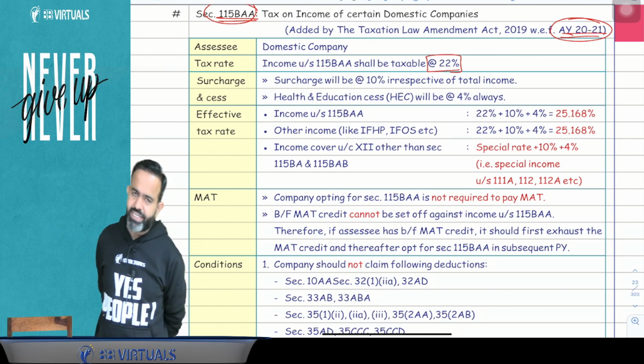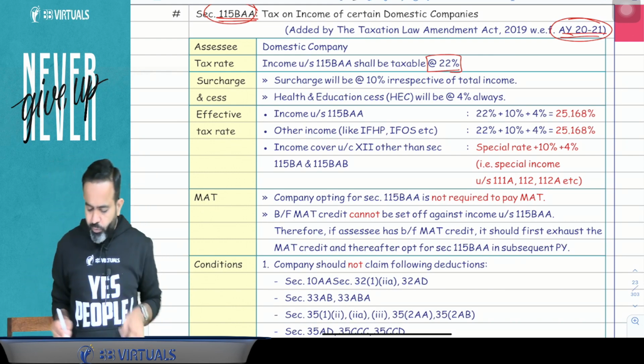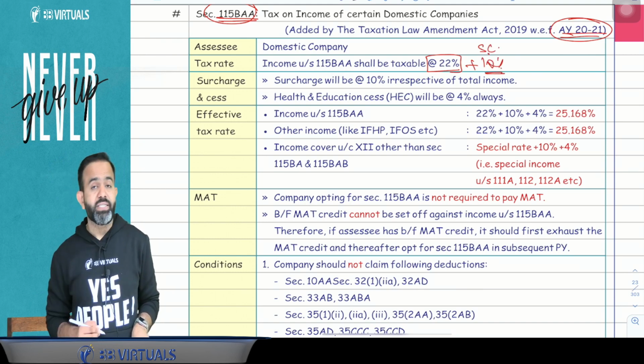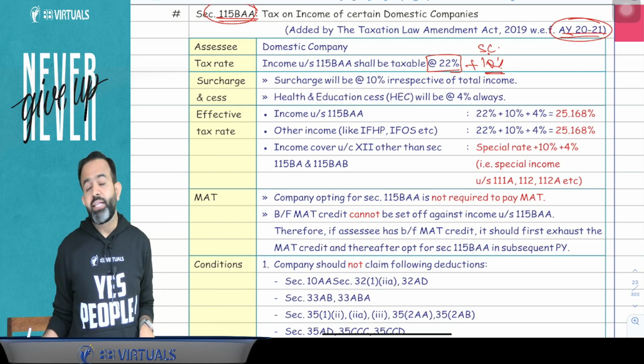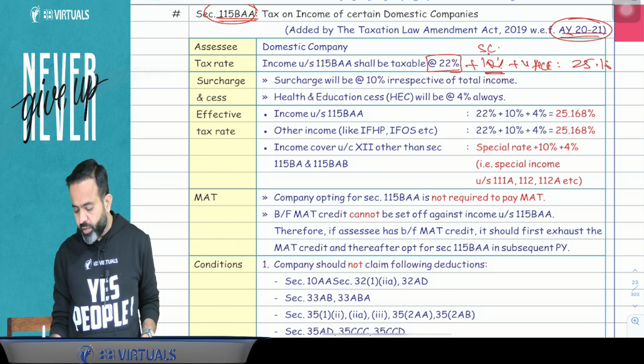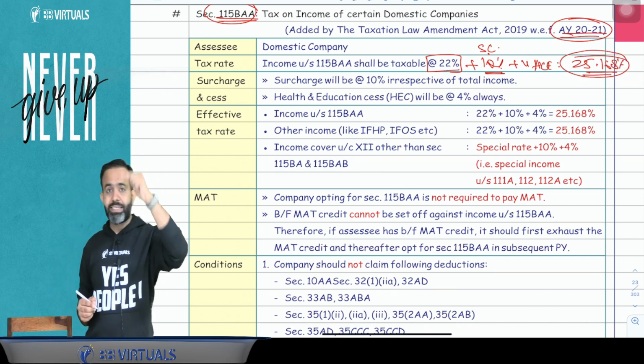Yes. But sir, is the 22% tax rate the effective tax rate? Answer is no. On the 22% tax rate, you always have to add the 10% surcharge and 4% health and education cess. So guys, the effective tax rate will be 25.168%. Here the effective tax rate is 25.168%.